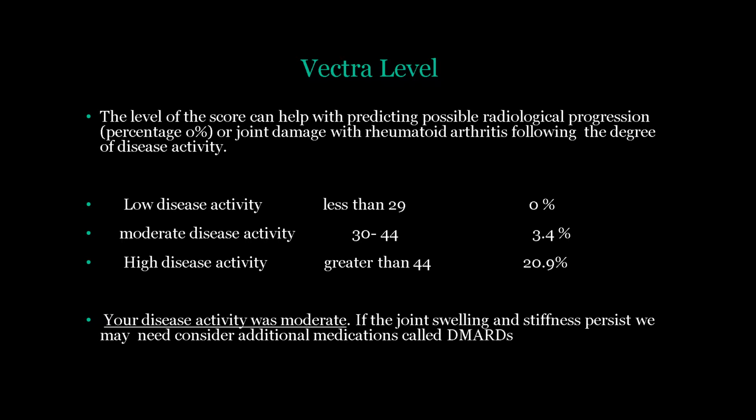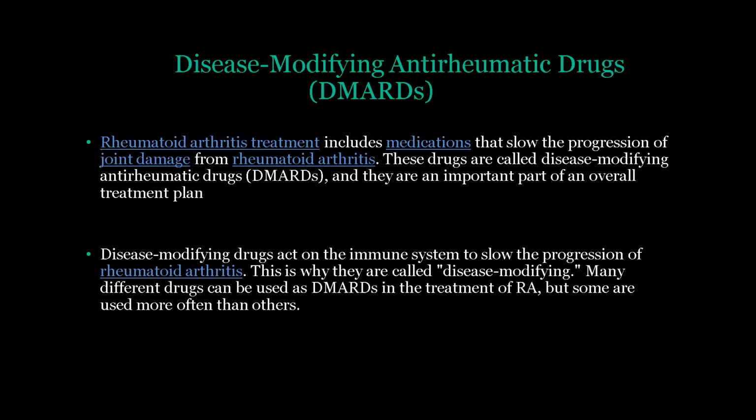If the joint swelling and stiffness persist, we may need to consider additional medications called DMARDs. Disease-modifying anti-rheumatic drugs, or DMARDs, include medications that slow the progression of joint damage from rheumatoid arthritis or inflammatory arthritis. These drugs are called disease-modifying rheumatic disease drugs, and they are important in the overall treatment plan. They act on the immune system to slow the progression of rheumatoid arthritis. That is why they're called disease-modifying agents.